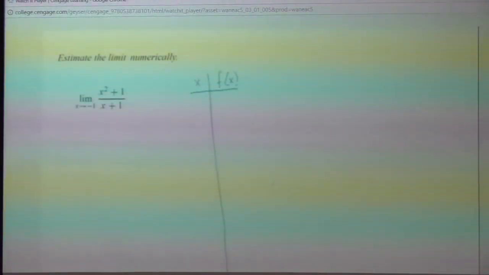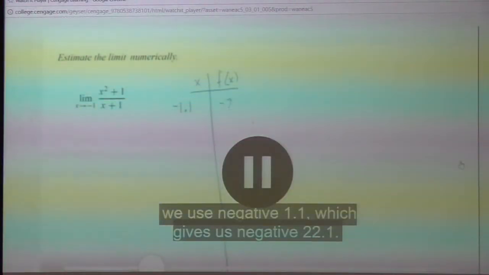So he's making a table. We use -1.1, which gives us -22. So he's going to put it, the thing is that we want to choose values. I remember the game was that you could ask me anything and then you have to guess, right? So obviously we want to ask things that are close to -1. So that's what he's going to do. He's going to start with this, which is pretty close to -1. And then he's going to get something that's even closer to -1, and then closer and closer. And that's from the left of -1, from the values that are less than -1.